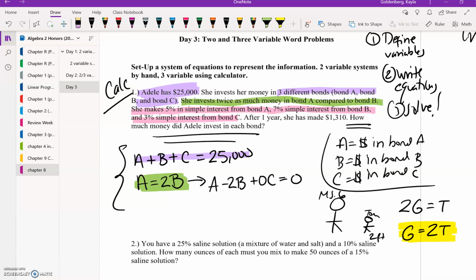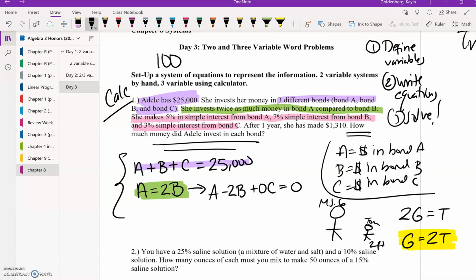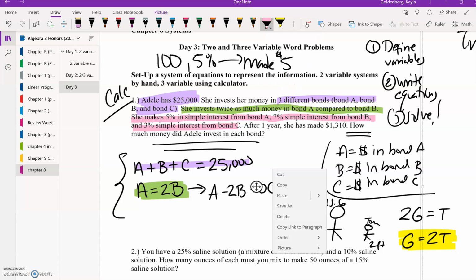So it says she makes 5% in simple interest from bond A, 7% from bond B, and 3% from bond C. What they mean by simple interest is, think about if I have $100 and I make 5% simple interest, that means in 1 year I've made $5. If you take 5% of $100, that's how much money you would make. So what they're telling us is how much simple interest you get from each of them. And then it says that after 1 year, here's the important part, she has made that much money in interest.